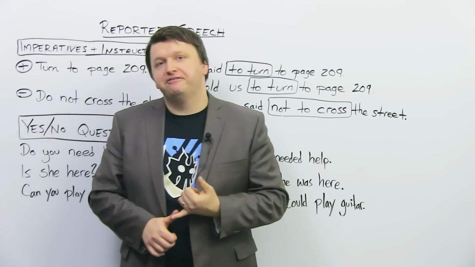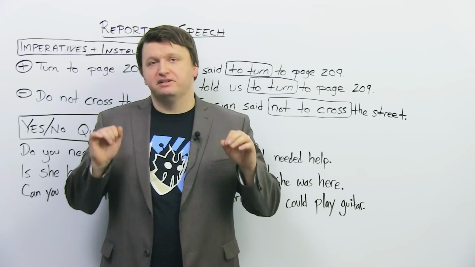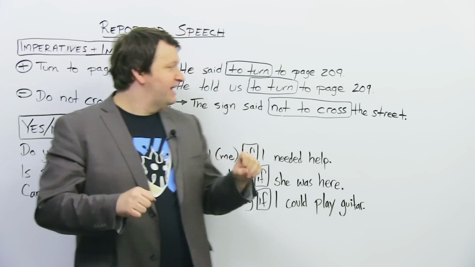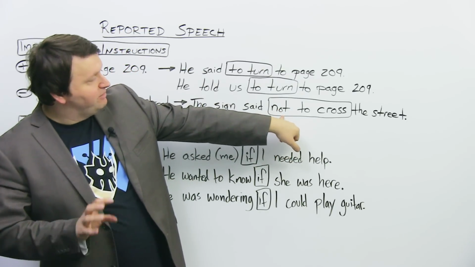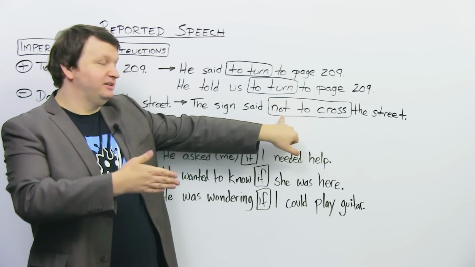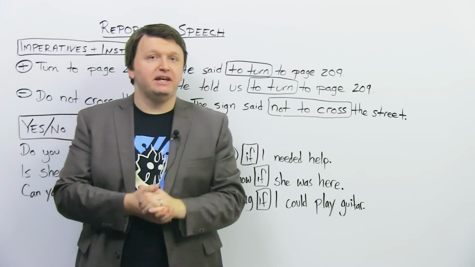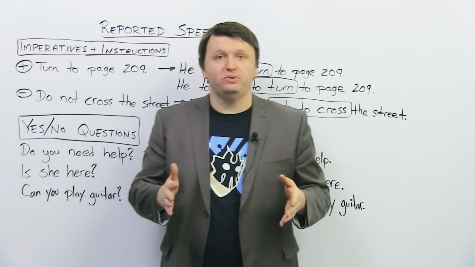So an imperative will always be in the present. You will always hear stop, go, do, don't. Okay, and because of that, when you are reporting a negative imperative, all you have to do is add not before to plus the base verb. So the teacher said not to do this. The sign said not to do this.